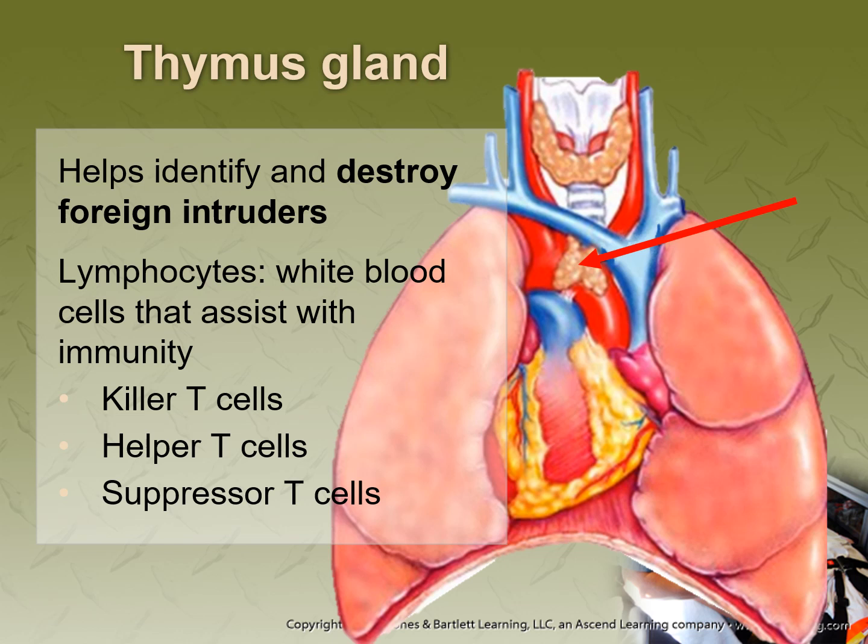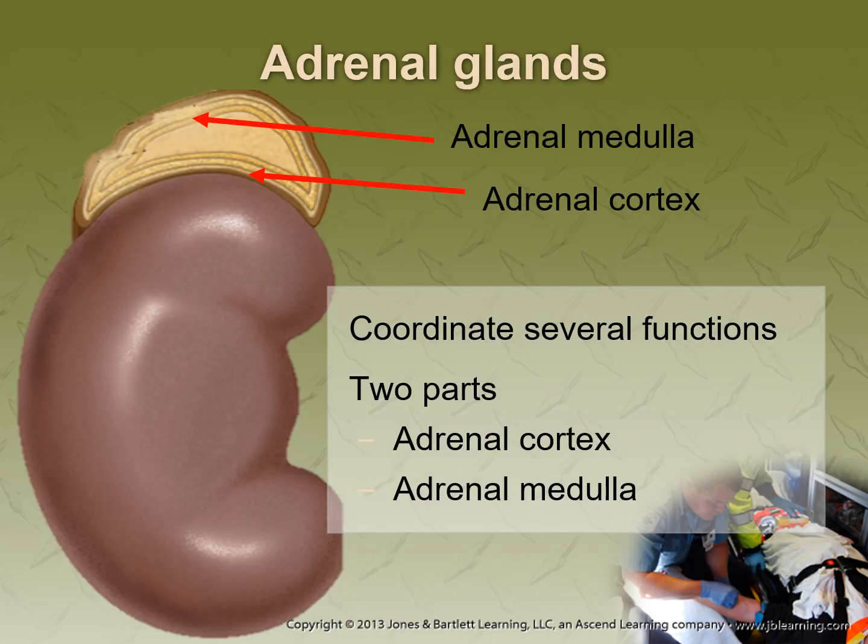And these T cells, especially when we're little, are assisted basically by the thymus gland. All right, and so we use the thymus then to identify and destroy some of the antigens. The adrenal glands, adrenal medulla and the adrenal cortex, you have to know the difference between those. Adrenal medulla is where we get epi and norepi, and we're pretty familiar with that.